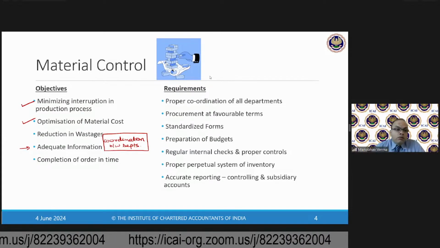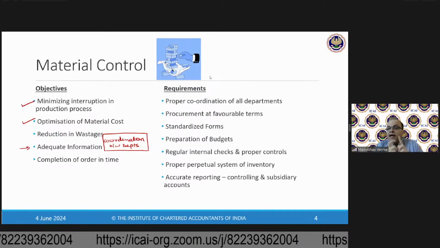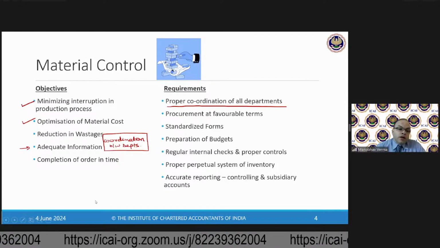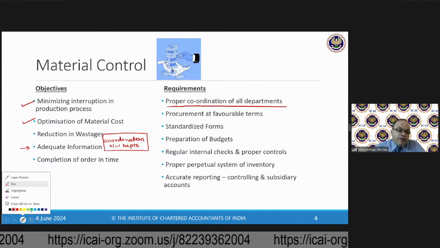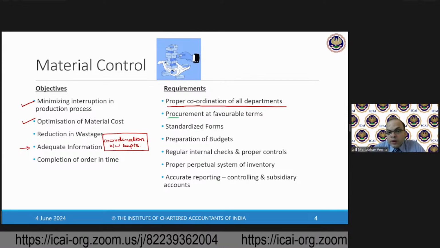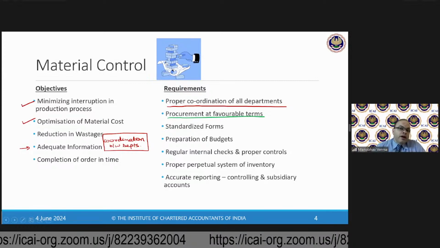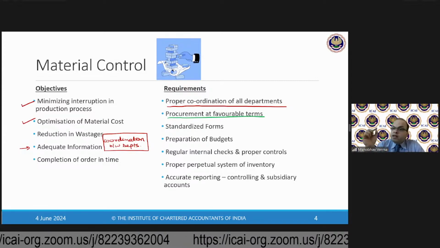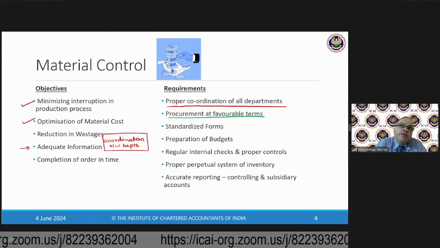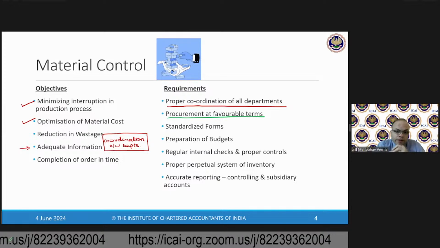When we are talking about minimization of cost, economies of cost, we are not talking about it at the cost of quality. We are looking at something that could result in saving of cost from a negotiation perspective, from a vendor selection perspective. We are saying procurement at favorable terms. Then, right from the material requisition, we will be talking about different nomenclature today for various forms that may be used for different purposes. So we'll be talking about that.